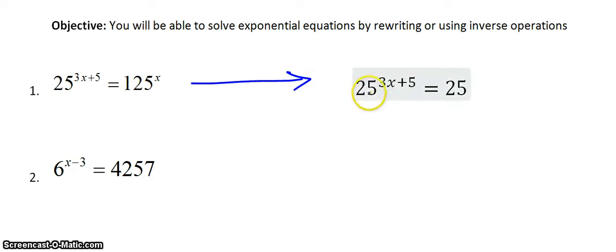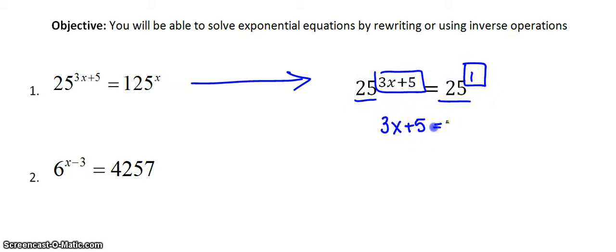I'm going to look at a similar problem if you just had 25 to the 3x plus 5 equals 25. Essentially, the bases of these exponents are exactly the same. So the only thing that you would need to make these equal is that they have the same exponent. Whatever the exponent is here should be the same as the exponent here. The exponent at 25, if it's not written, is just a 1. So in order for these two things to be equal, all that would need to happen is that 3x plus 5 equals 1.